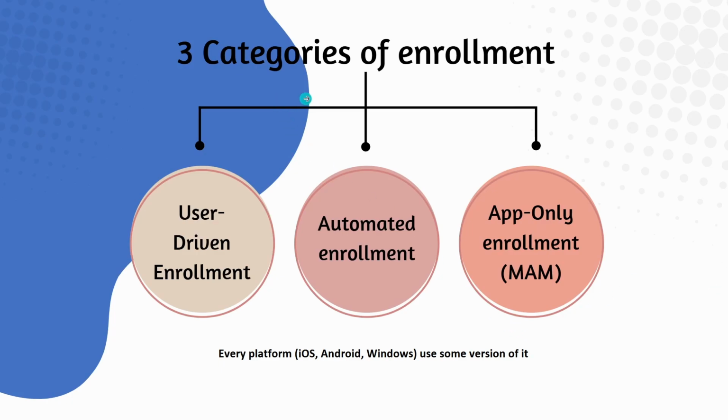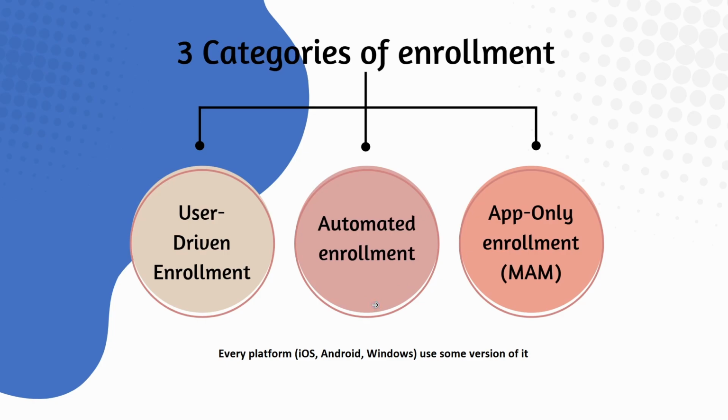Three categories of enrollment. Instead of memorizing a long list of enrollment methods, I want you to think of them in three simple categories. Category one is user driven enrollment. This is where the employee picks up their device, opens the Company Portal app, signs in, and then enrolls the device themselves. It is the most common method, and this is how most bring your own device or BYOD scenarios work.